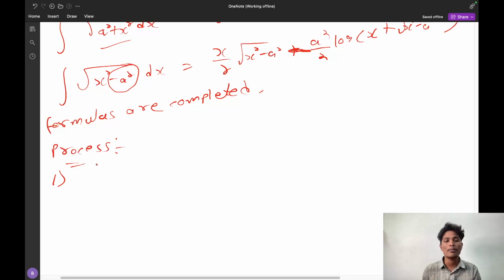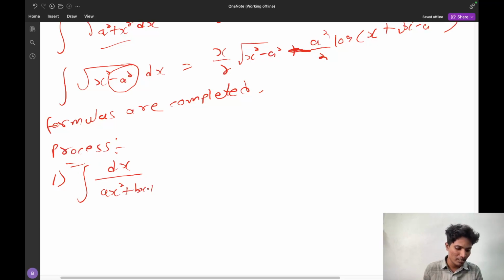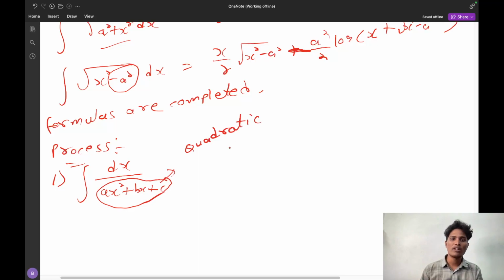You have to understand. Suppose there is an integration dx divided by a quadratic, that is ax square plus bx plus c. What do we have to do? Step one is that we have to convert this quadratic into a perfect square.